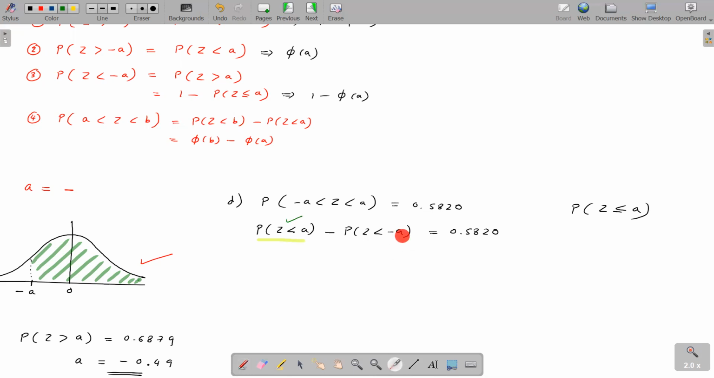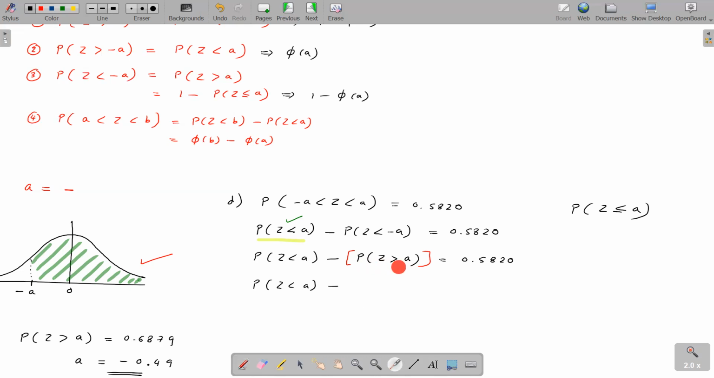But here Z less than minus A is there, so we need to work with that. You know how the conversion works, right? I want to make it a positive A figure. So you write here probability Z, the less than becomes greater than, negative becomes positive, equals 0.5820. Okay. Are you guys with me? So probability Z less than minus A is the same as Z greater than A.